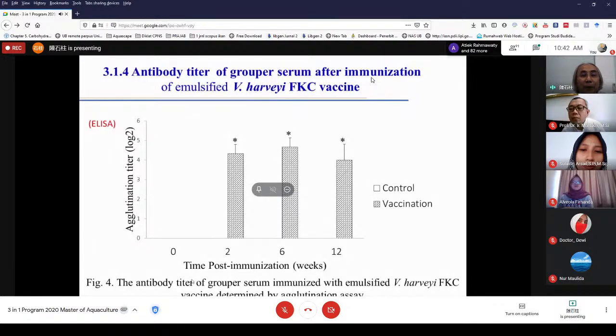How about antibody titer? This is the control group, with no antibody titer. The vaccination group in week 2, week 6, and week 8, using the ELISA test, has increased antibody titer. So it means the formalin-killed vaccine mixed with the ISA adjuvant can induce a significantly higher antibody titer.